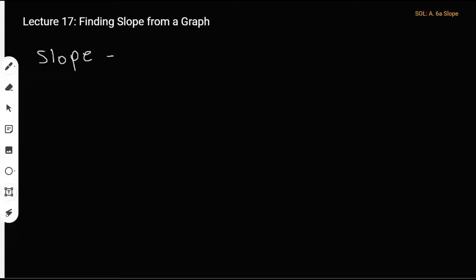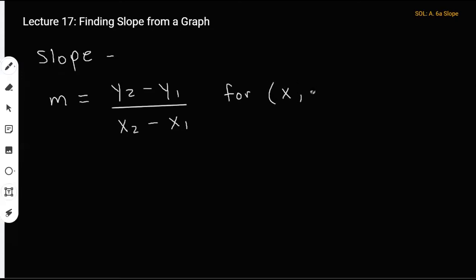So the slope formula is going to be m equals y2 minus y1. So we're subtracting the y's on top. And then on the bottom, we have the x values, x2 minus x1. And this is only if you have 2 points where you have the x and the y values. This is the first ordered pair, and you have the second ordered pair, y2 and x2.